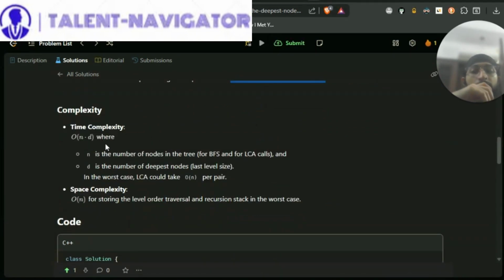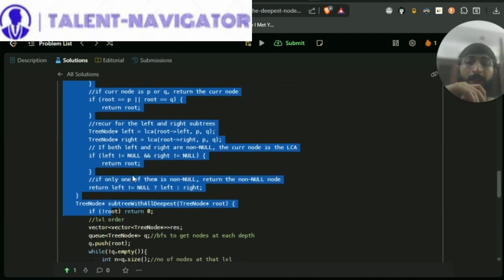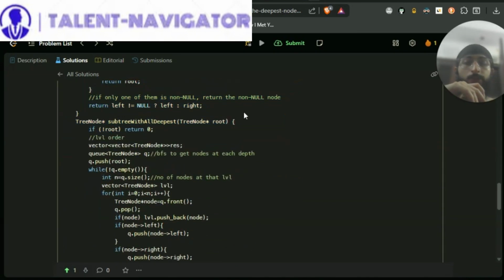Complexity is O of n times d, where n is the number of nodes in the tree for BFS and for LCA calls, and d is the number of deepest nodes, that is the last level size. In the worst case, LCA would take O of n per pair. And the space complexity is O of n again, for storing the level order traversal and the recursion stack in the worst case. Now let us go over to the code part. So basically this is our LCA function, and this is the subtree with all deepest nodes, right?